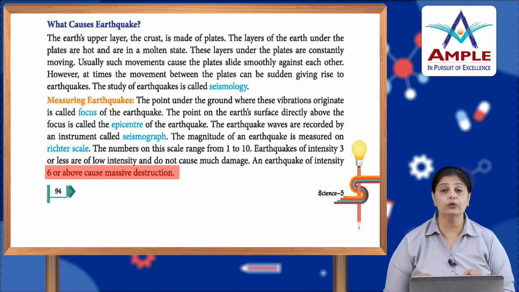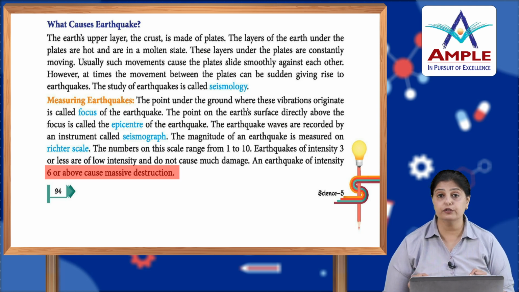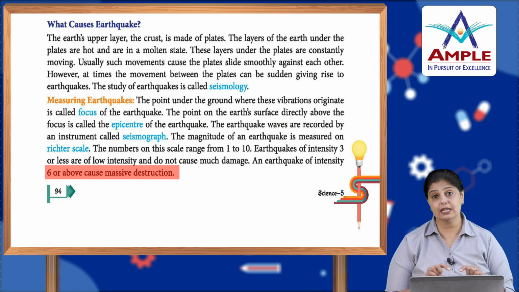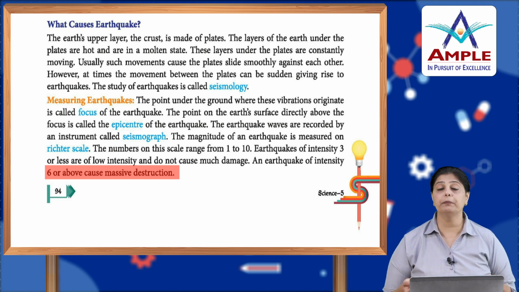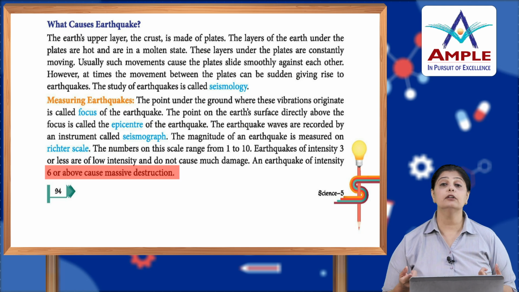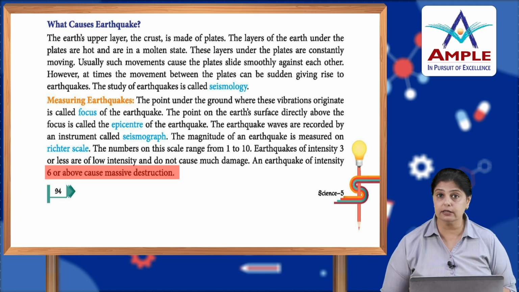This instrument is known as the seismograph. It records the waves of the earthquake, the intensity of the earthquake. The magnitude of the earthquake is recorded by the seismograph. The magnitude of the earthquake is measured on what? It is measured on the Richter scale. Like we measure anything on a scale of 1 to 10, for earthquakes the scale is known as the Richter scale.